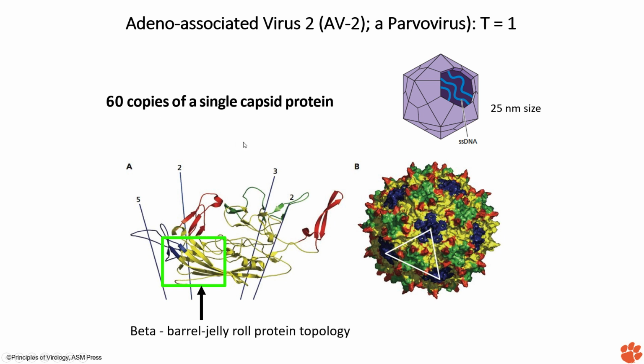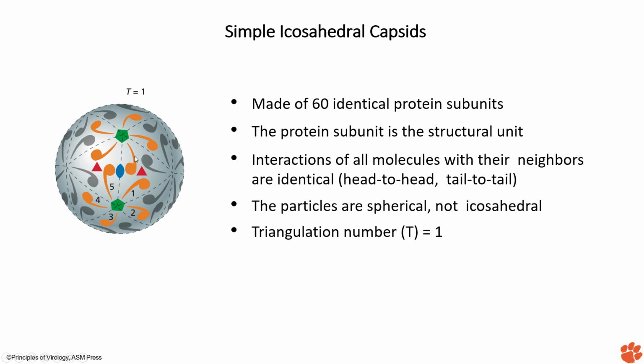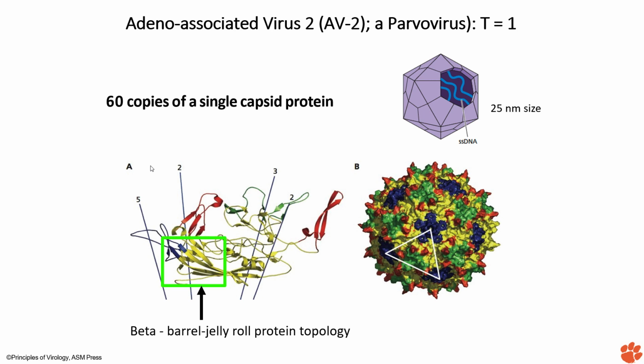So if you have T equal to 1, which is the triangulation number, you have 60 copies of the single protein. Interestingly, here you have these two oranges and one gray. If you have T equal to 1, you have a single protein. So in a triangular face, these three proteins are interacting together. Usually what would you call these three identical proteins? That's a trimer. That is correct. So these trimers are building this structure.